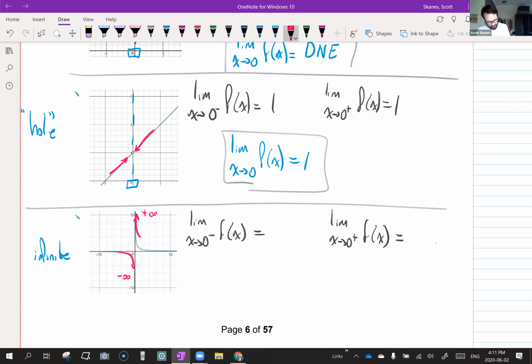So on the left side, someone would definitely say it's negative infinity. The right side, they say positive infinity. It goes down forever or up forever, depending on the side you're talking about. So they say the limit doesn't exist.